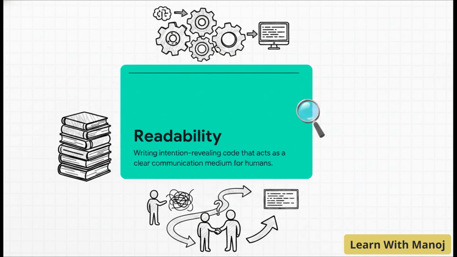The third property is readability. Look, the compiler literally does not care if your code is an unreadable mess. It's going to execute it just the same. But professional code is actually a communication medium written for other humans. Readability is all about writing intention-revealing code.